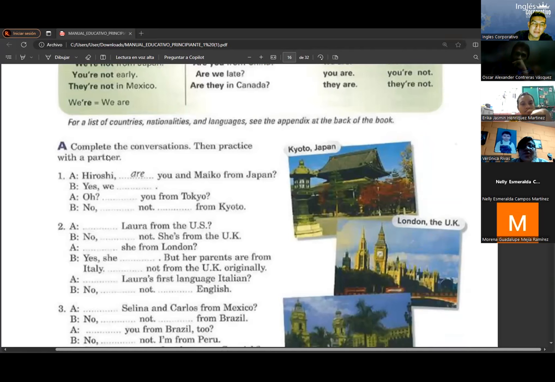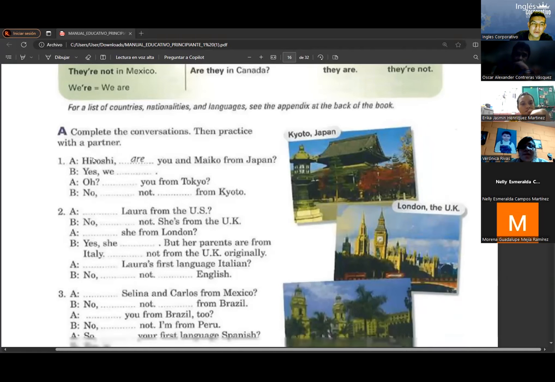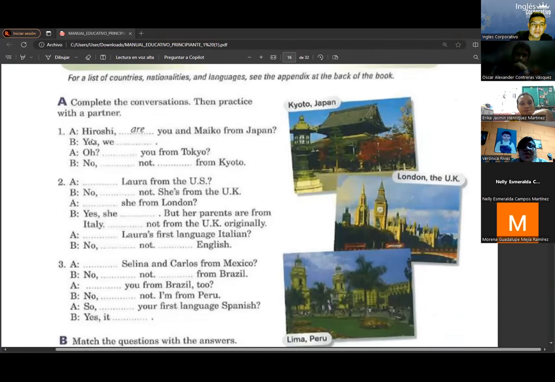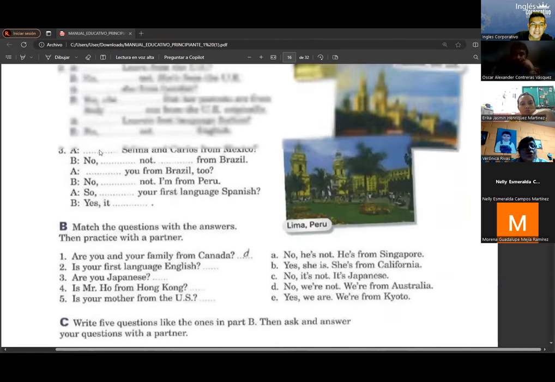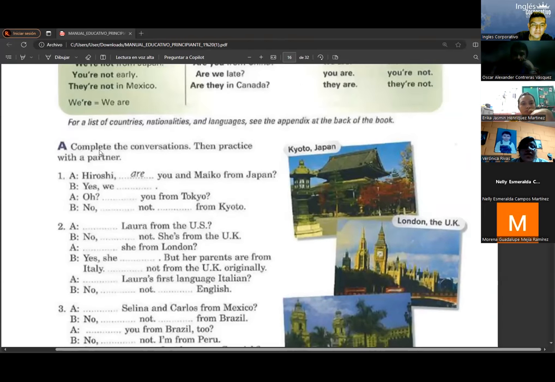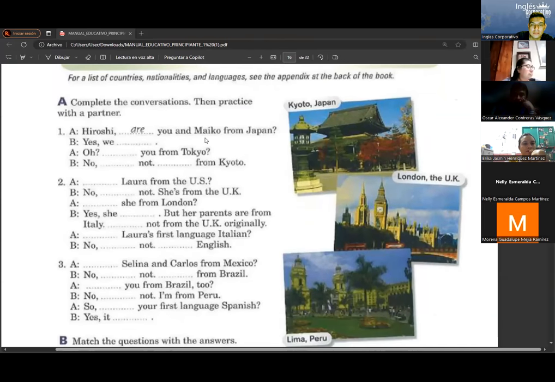Okay. Complete the conversation, then practice with a partner. Vamos a desarrollar este ejercicio. Página 17. Page number 17. Give me a second.